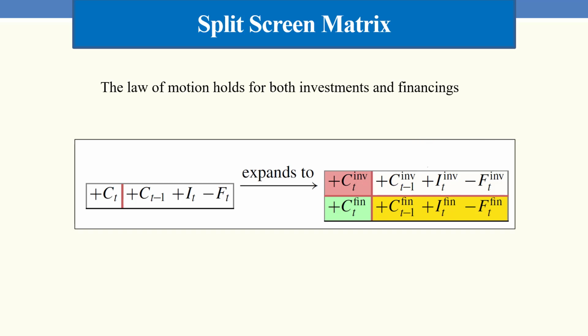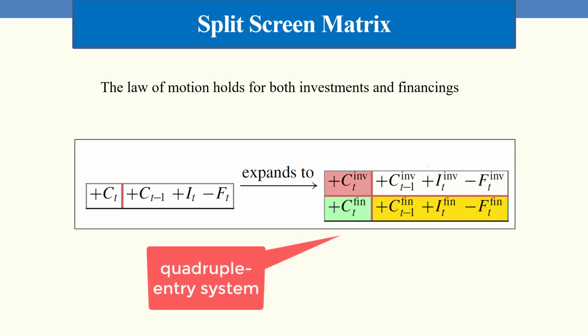This matrix is then partitioned into 4 screens, 4 quadrants, and I will call it the split screen matrix. The elements of all 4 screens coincide, which means that we have 4 ways to conceptualize and formalize the same concept, which is the firm's capital at a given date t. So we might say that we have a quadruple entry system.